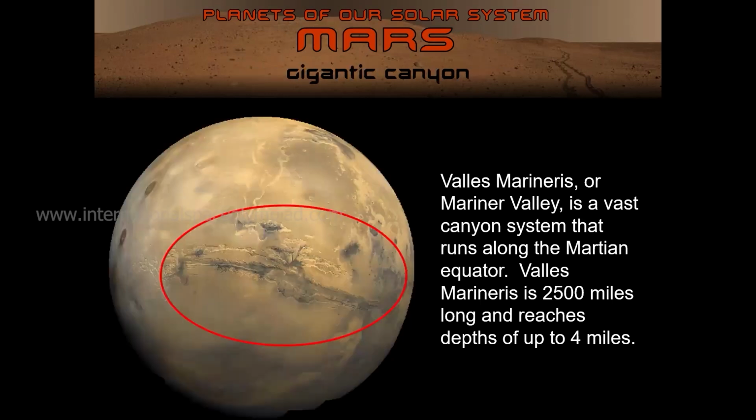Now this is a very important feature on Mars. This is called Valles Marineris. So Valles Marineris, also called Mariner Valley, is a vast canyon system that runs along the Martian equator. It is 2,500 miles long and reaches depths of up to 4 miles.